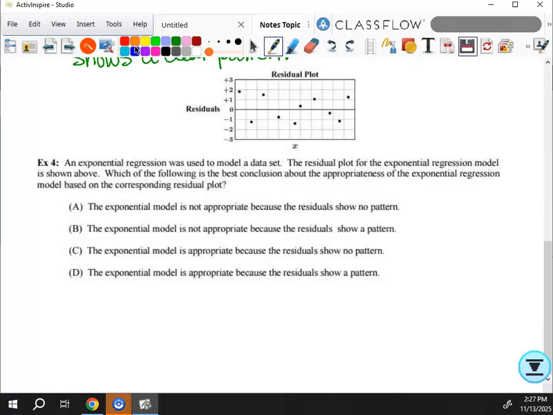But first thing I want to look at, okay, I look at this residual plot. Would you say clear pattern or really no pattern? I would say no pattern. That's pretty random, right? So if I look at my answer choices, it's saying either is or is not appropriate and pattern or no pattern. So I think we agreed with no pattern, so I can eliminate B and D, right? Is no pattern good or bad? Good. No pattern means it is a good fit. No pattern means it is appropriate. Your answer is C. Okay.